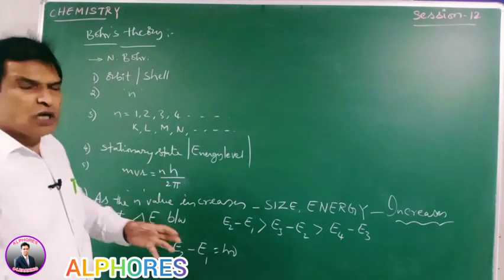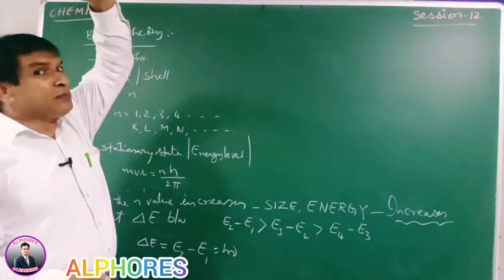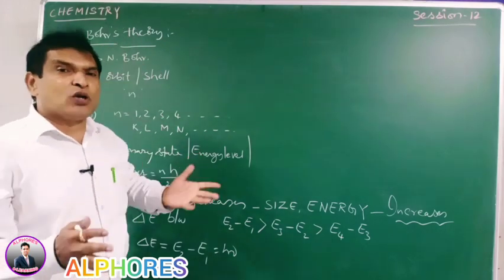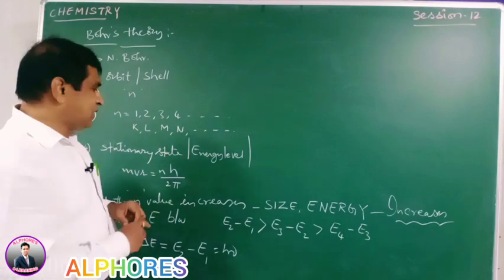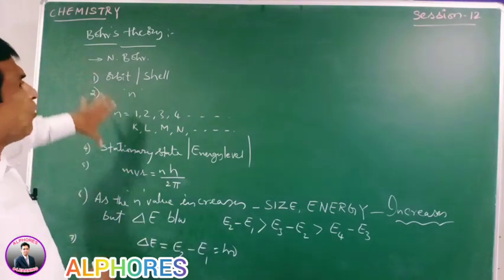By absorbing photon energy, the electron jumps from a lower state to a higher state, and when it jumps from a higher state to a lower state, the electron emits photon energy. So these are the few important points of Bohr's theory.